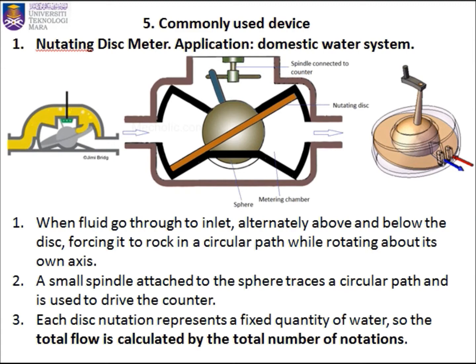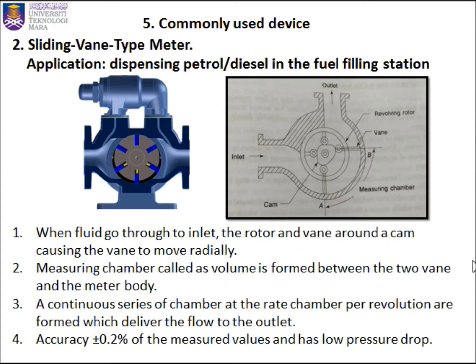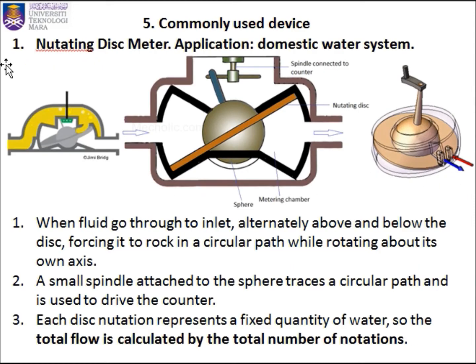So what are the examples? First is the rotating disk meter. Example application: domestic water system. The second example is the sliding vane type meter, used to dispense petrol or diesel in the fuel filling station. So let's go to the rotating disk meter first.